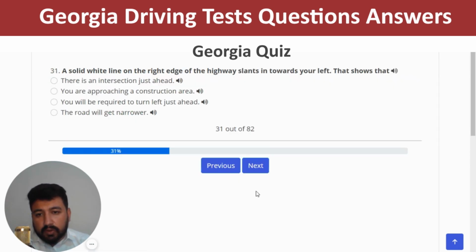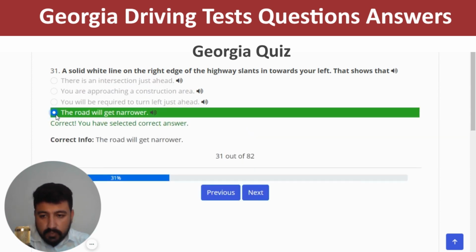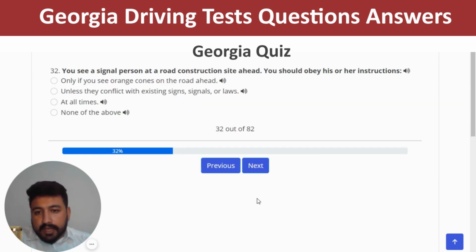A solid white line on the right edge of the highway slants in towards your left. That shows that the right answer of 31st question is the road will get narrower. Correct. You see a signal person at a road construction site ahead. You should obey his or her instructions. The right answer is at all times.